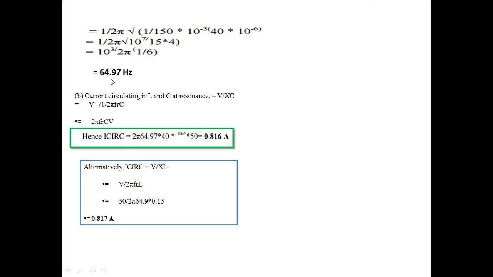The value is 64.97 hertz. The value of the resonant frequency f r is equal to 64.97 hertz. This is the value of the resonant frequency.